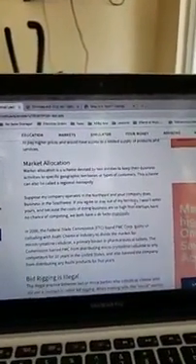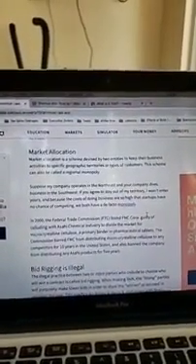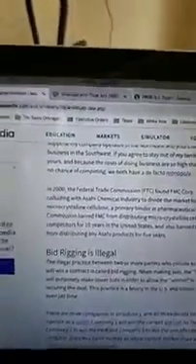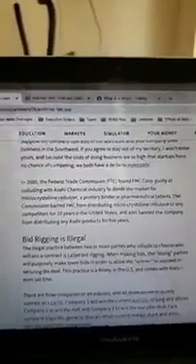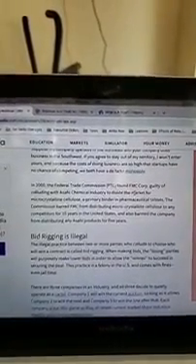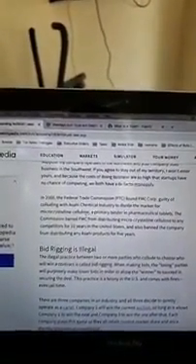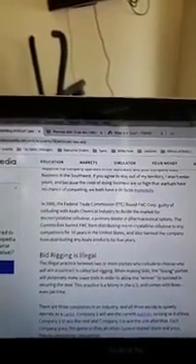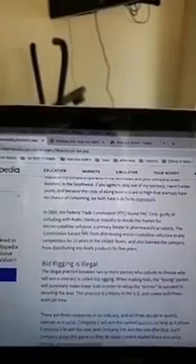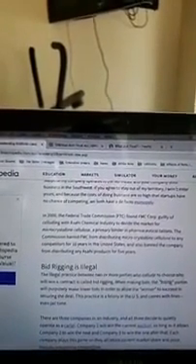Let's see what more we can learn about this. Who enforces these? That's what I want to know. I believe it's now the Federal Trade Commission. Let's jump down a little bit. It says here, in 2000, the Federal Trade Commission, FTC, found FMC Corp guilty of colluding with Asahi commercial industry to divide the market for microcrystalline cellulose, a primary binder in pharmaceutical tablets.